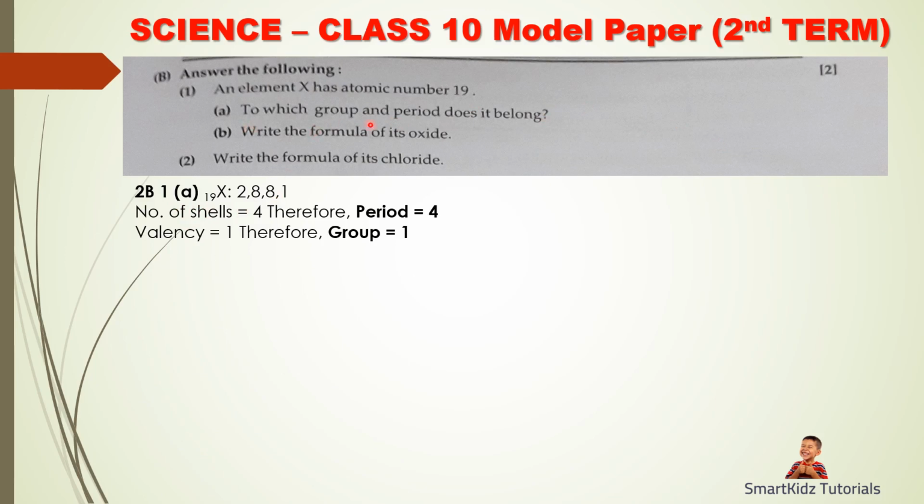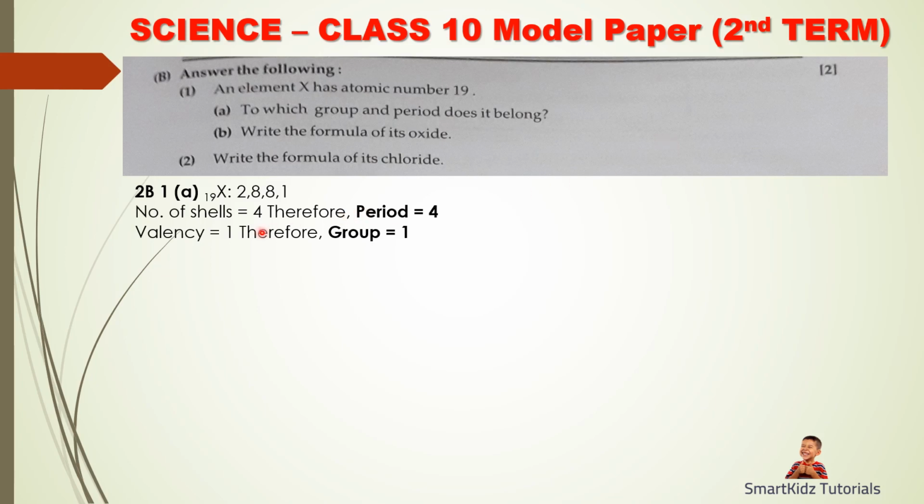First one, to which group and period does it belong? So when it says atomic number 19, you don't have to remember which element name has atomic number 19. You're given that element and you're given the atomic number. So work along those lines rather than worrying about what is the name of that element in the modern periodic table. You're given atomic number 19. So the first thing you do is write its electronic configuration.